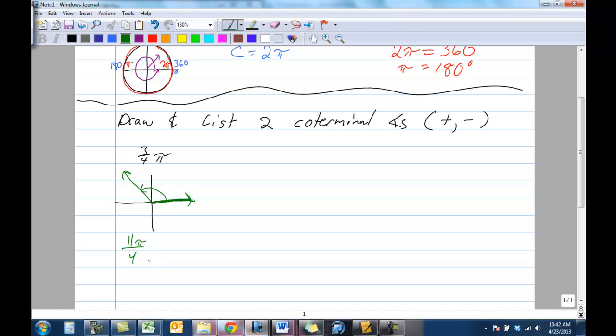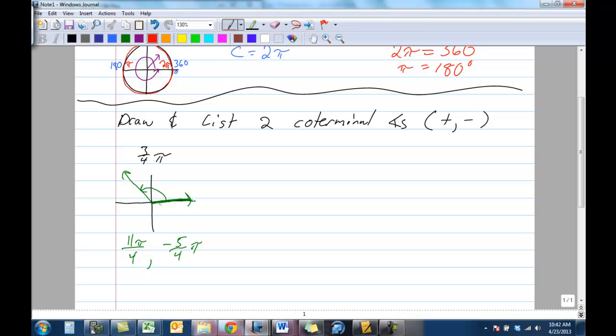Let's talk about a negative. What is 3/4 minus 2? Now again, 2 is 8/4. What's 3/4 minus 8/4? Negative 5/4 pi. Negative 5 pi fourths.